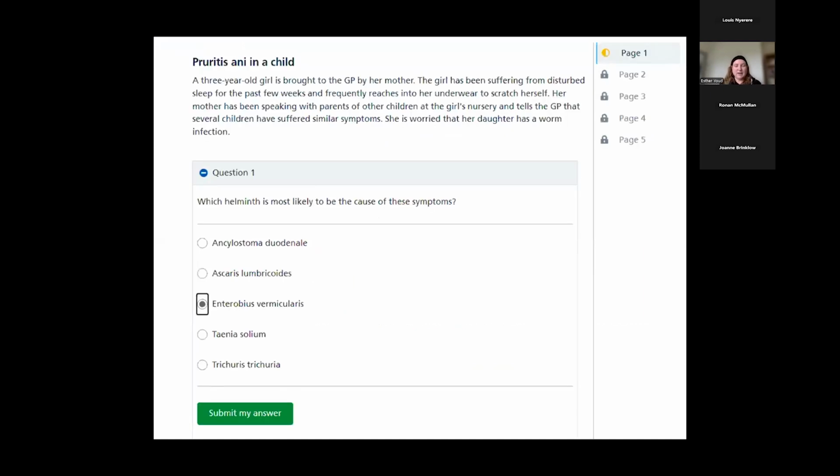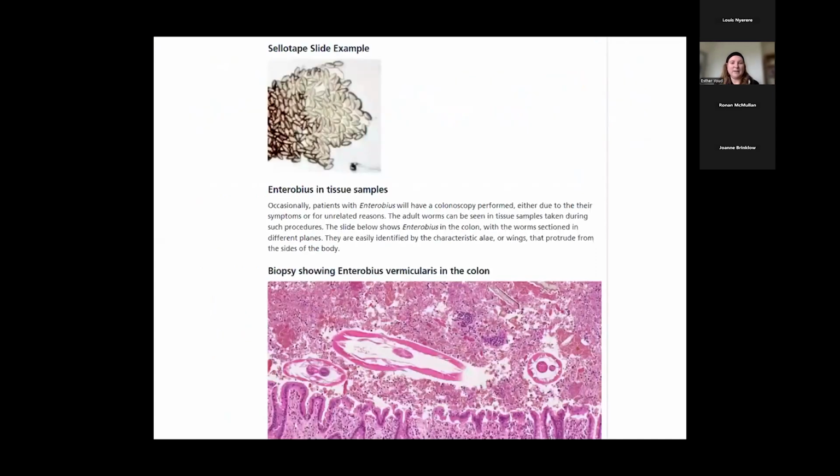Another example is a sort of case-based thing. This is one called Pruritus Ani in a child, and it takes you through with a bit of clinical information, then asks you some questions, which it asks you to answer. So this is about Pruritus Ani, so it's about Enterobius vermicularis infection. You click through, submit that answer, and then it takes you through to more questions and more information about this particular infection. So we've got an example of what a sellotape test looks like, and then also a biopsy, so a histology image of the Enterobius vermicularis in the colon. So just an example of a sort of case-based type resource that is on there.